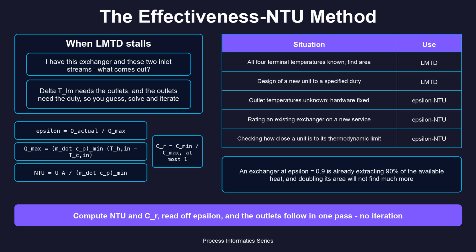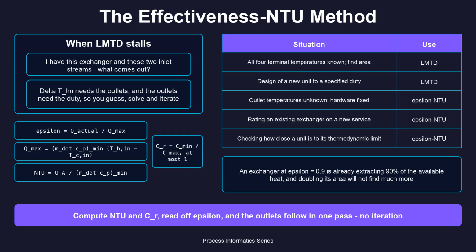Effectiveness, epsilon, is the actual duty divided by the thermodynamically maximum duty, what an infinitely large countercurrent exchanger would transfer, limited by the stream with the smaller heat capacity rate. The number of transfer units is the exchanger's dimensionless size, UA divided by that same minimum capacity rate. For each flow arrangement, there is a known relation between epsilon, NTU, and the capacity rate ratio, the smaller capacity rate divided by the larger. Compute NTU and that ratio, read off epsilon, and the outlets follow in one pass.